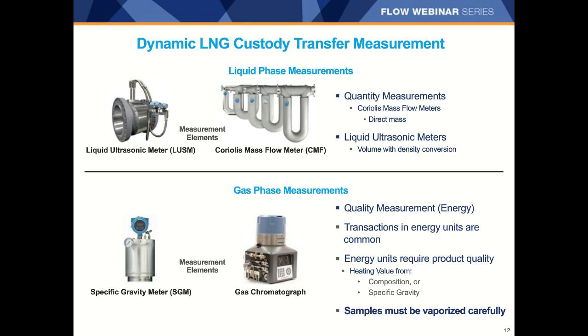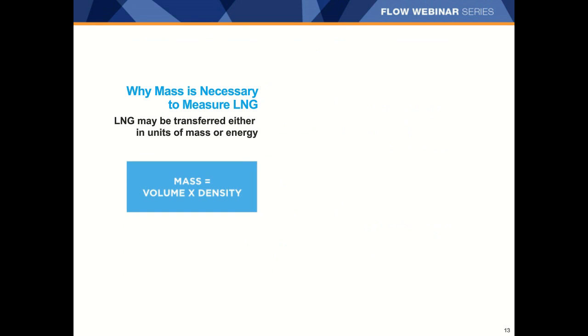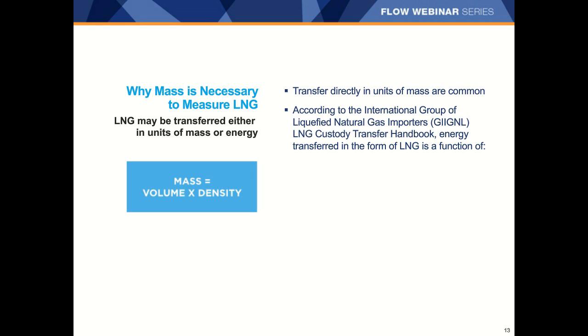Before I get into more detail on Coriolis measurement of LNG, I want to explain why LNG must be measured directly in mass units or else eventually converted into mass units. Transfers in units of mass are common today. Many LNG fuel dispensers sell LNG directly in mass units. The International Group of Liquefied Natural Gas Importers, called GIIGNL or GIGNL, publishes the LNG Custody Transfer Handbook, which contains a description of the following process to describe how major import-export terminals should measure LNG in energy units.